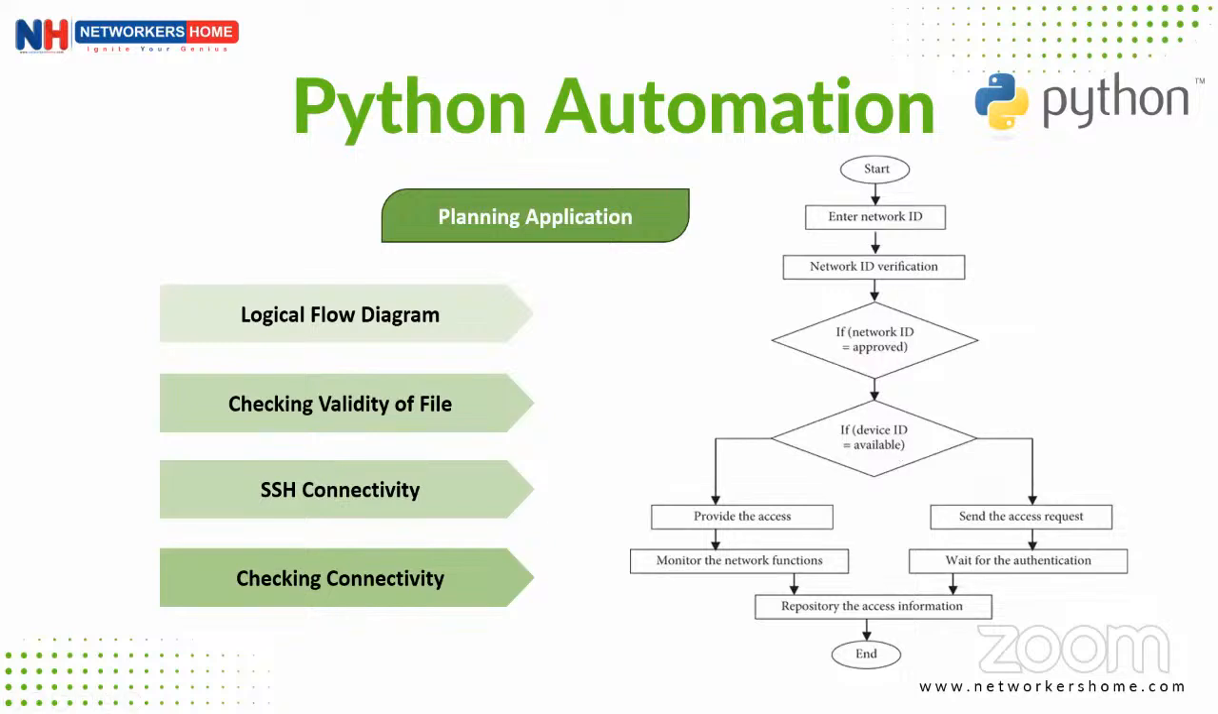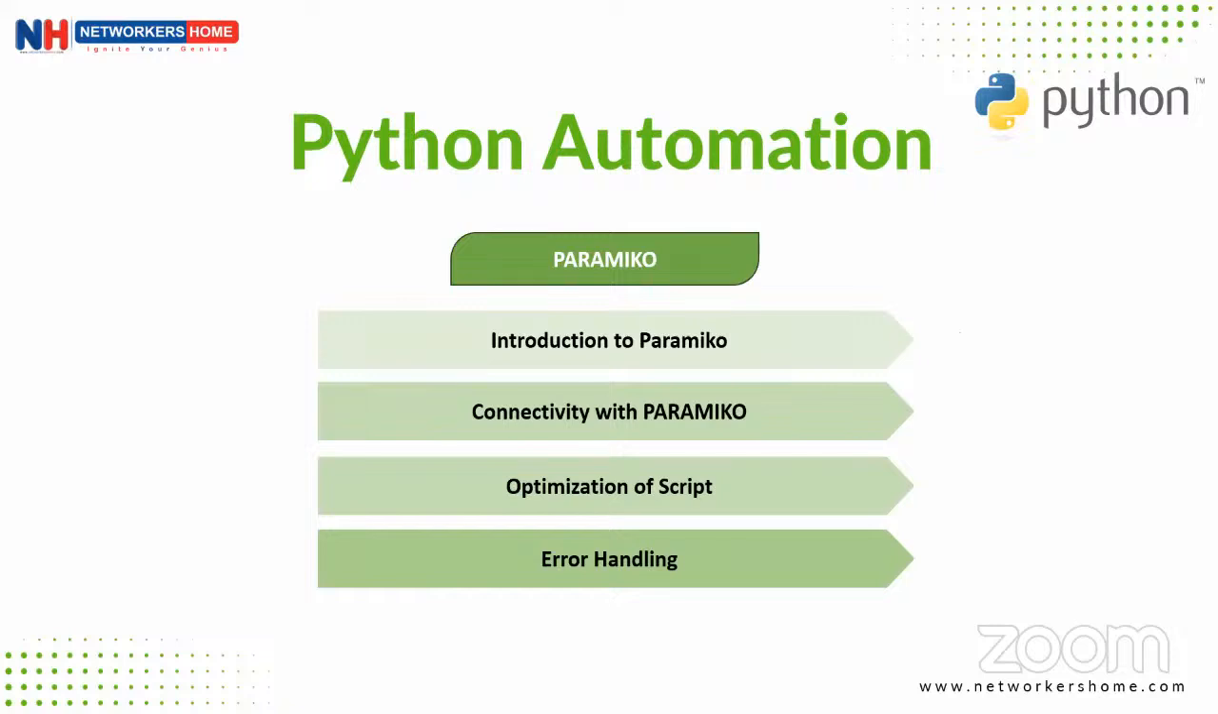Next, we will understand what all APIs and what all libraries we'll use with Python. So let's start with the libraries first. We'll use Paramiko, which is a Python library that allows us to communicate and configure the devices. So it will be the best way we can communicate with Paramiko. We'll understand how we can communicate with the networking devices with Paramiko, and we'll optimize the script, and we'll also understand how to deal with the errors if we encounter them while doing the automation.